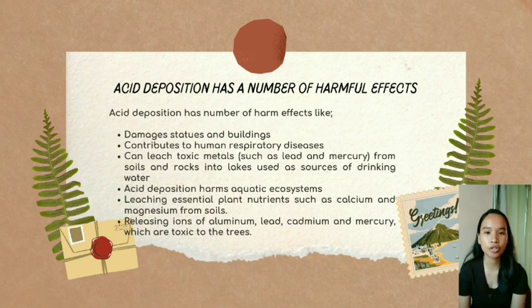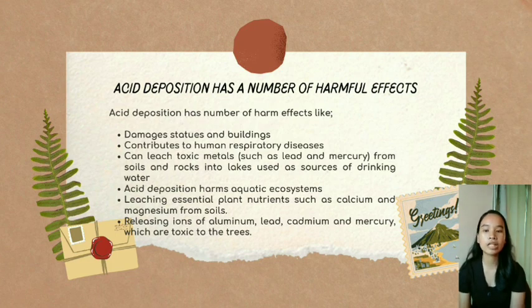Moreover, acid deposition, often along with other air pollutants such as ozone, can affect forests in two ways. First is leaching essential plant nutrients such as calcium and magnesium from soil. And second is releasing ions of aluminum, lead, cadmium, and mercury, which are toxic to the trees. These two effects rarely kill trees directly, but they can weaken them and leave them vulnerable to stresses such as severe cold, diseases, insect attack, and drought.